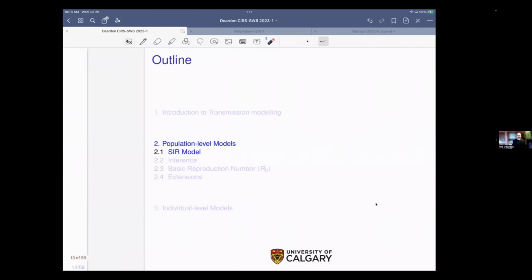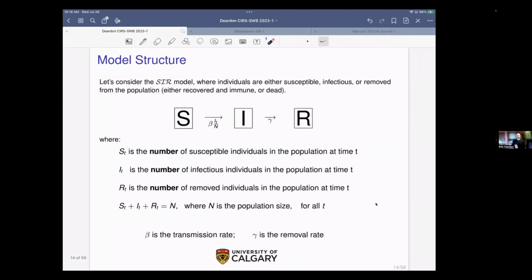All right, so let's look at a population level model. So I'm going to talk about a model that you've probably heard of, which is the SIR model. It is essentially the simplest, well, no, that's not quite true. I was going to say the simplest non-trivial. It's one of the simpler non-trivial models. And it's probably the most commonly used model, I would say, right?